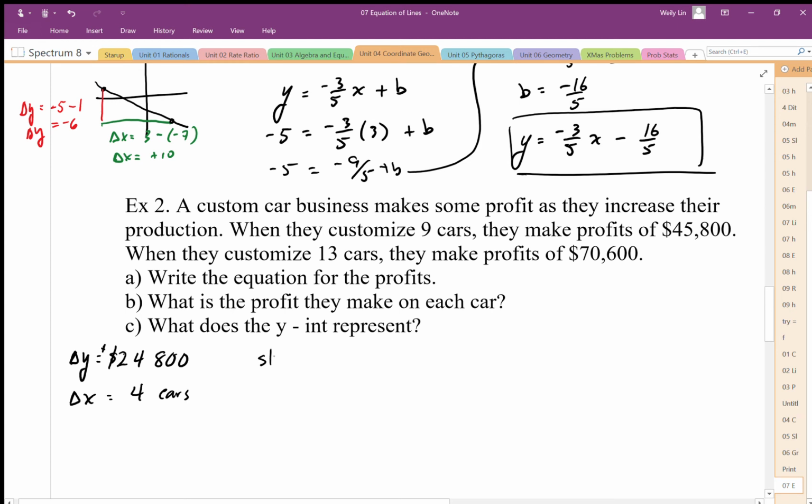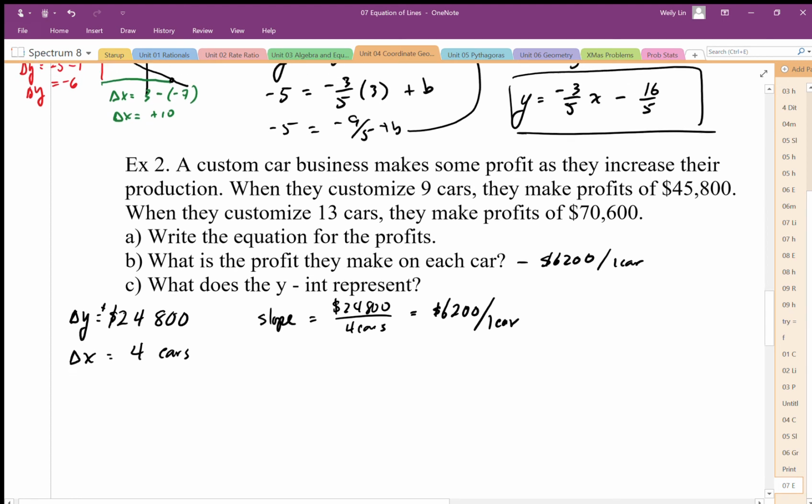So the slope is going to be 24,800 for every 4 cars. And we can write that as a unit rate. Okay, so 24,800 divided by 4 is $6,200 for 1 car. And remember that although it's a unit rate, slope is always comparing two things. So there's my slope. So what's the profit that they make per car? That's going to be $6,200 per car.